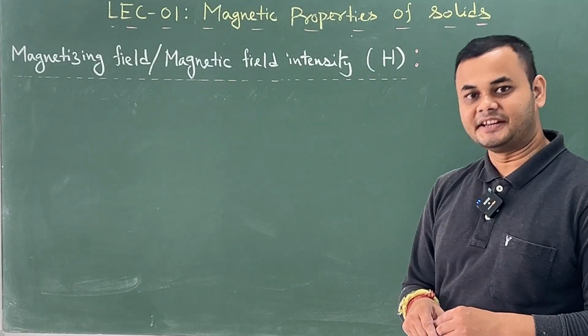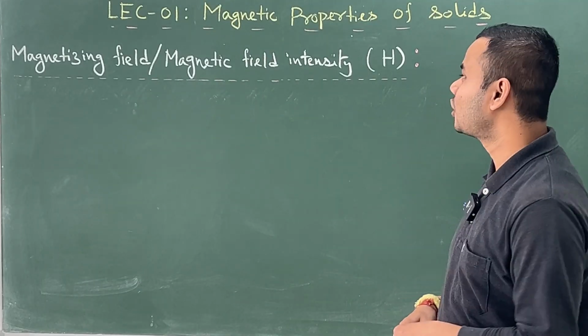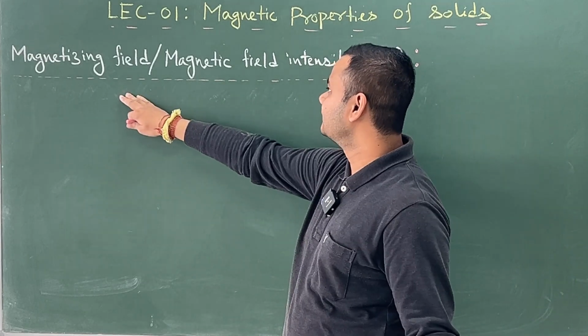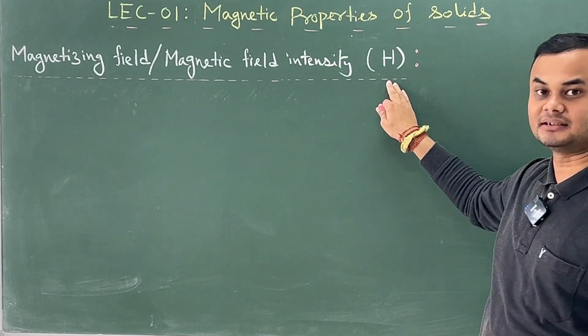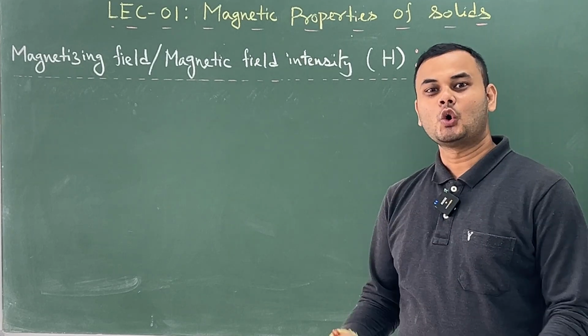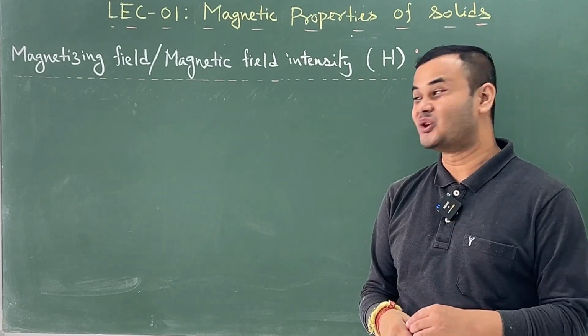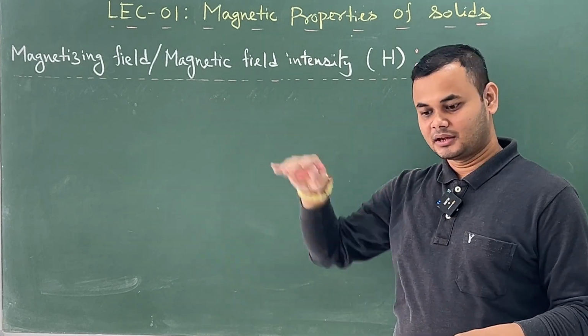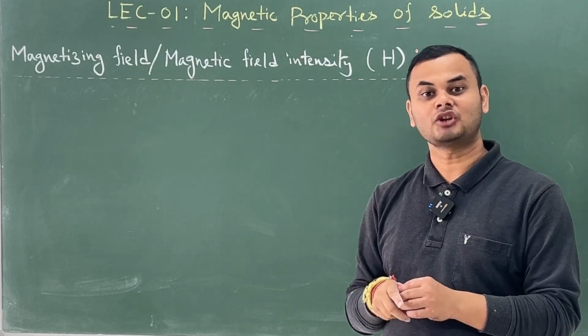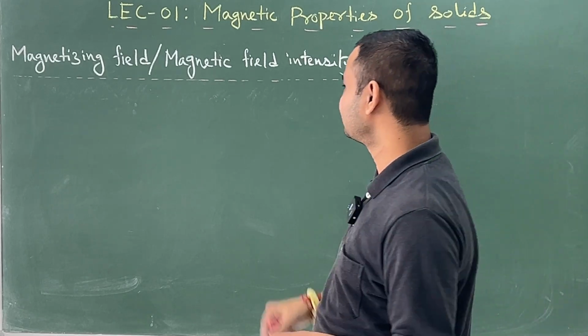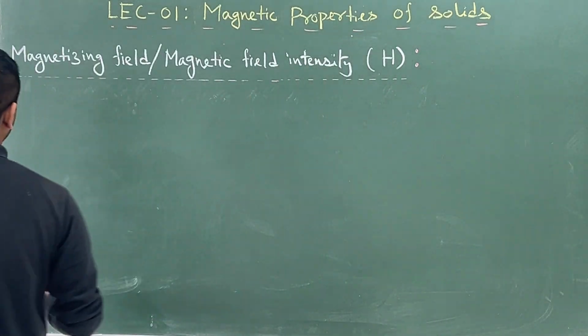Next, let me define the third term, which is magnetizing field or magnetic field intensity. It is denoted by capital letter H. The field which can magnetize the material is known as the magnetizing field. This magnetizing field can be produced by electric current or magnetizing material. First, let me write these points.